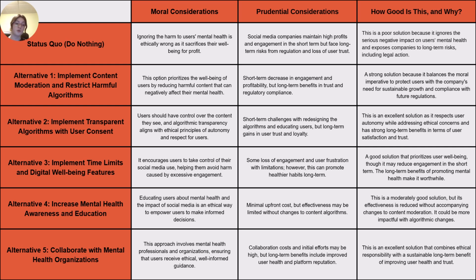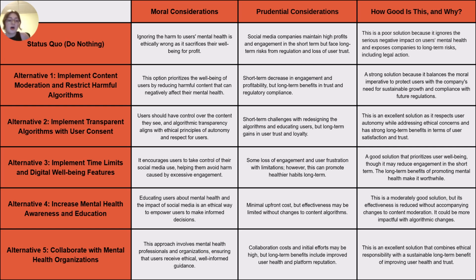Going to alternative 4, educating users about mental health and the impact of social media is an ethical way to empower users to make informed decisions. There is minimal upfront cost for this, but the effectiveness may be limited without changes to the algorithm. This is a moderately good solution, but its effectiveness is reduced without accompanying changes to content moderation. It could be more impactful with algorithmic changes or by combining it with other alternatives listed.